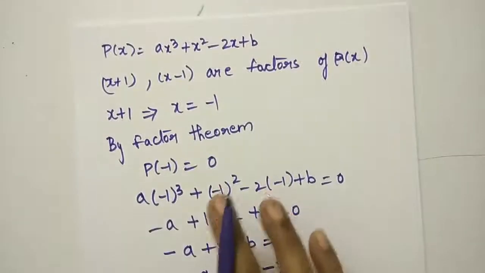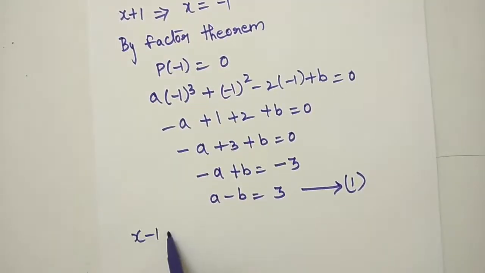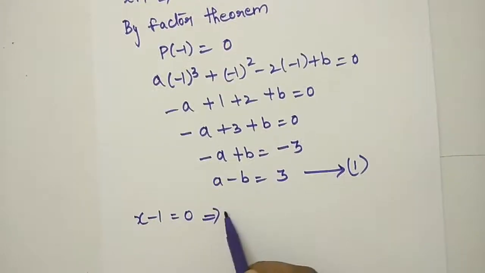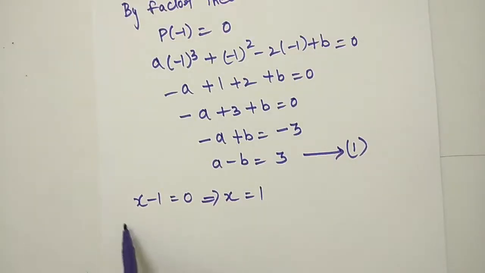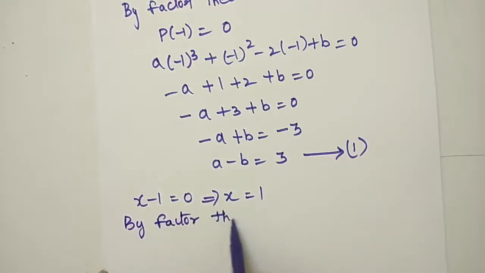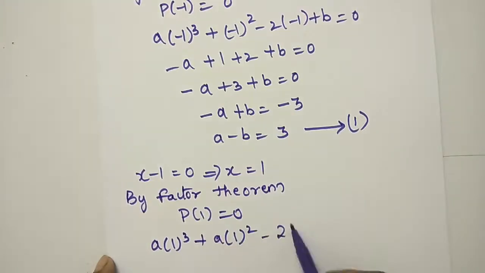We have to use the other factor also to get another equation, that is x minus 1 equal to 0. So the value of x will be x is equal to 1. By factor theorem, if this is a factor of p of x, it means p of 1 equal to 0, is it not? So a into 1 whole cube plus a into 1 whole square minus 2 into 1 plus b equal to 0.